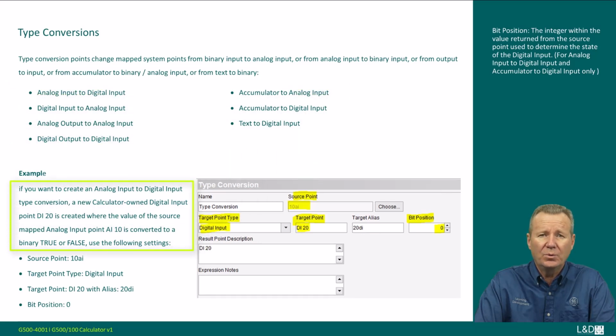For example, if you want to create an analog input to digital input type conversion, a new calculator-owned digital input point DL20 is created where the value of the source mapped analog input point AL10 is converted to a binary true or false. Use the following settings. Source point is 10AI. Target point is digital input. Target point is DL20 with alias 20DI. Bit position is 0.